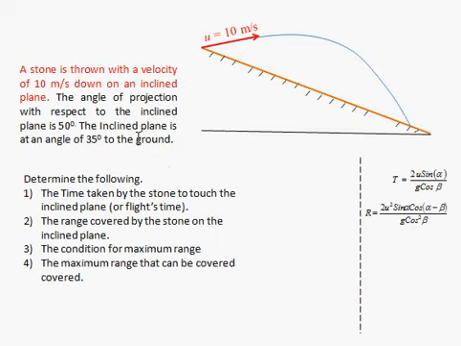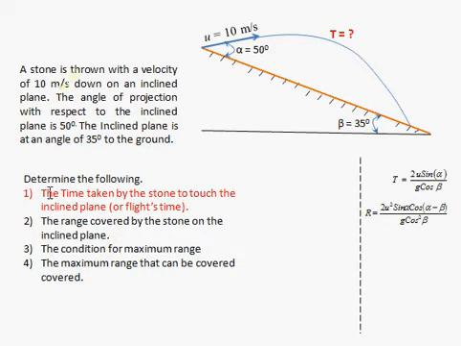The first one is a stone with a velocity of 10 meters per second. The second one is the angle of projection with respect to the inclined plane. That is, we have projected a stone, and that projection with respect to the inclined plane is 50 degrees. The next point is the inclined plane is at an angle of 35 degrees with the ground. Now the inclined plane's angle with respect to the horizontal plane is given, which is 35 degrees.